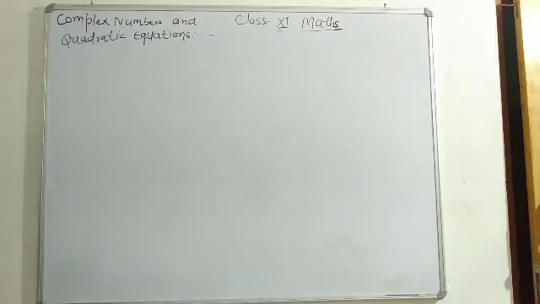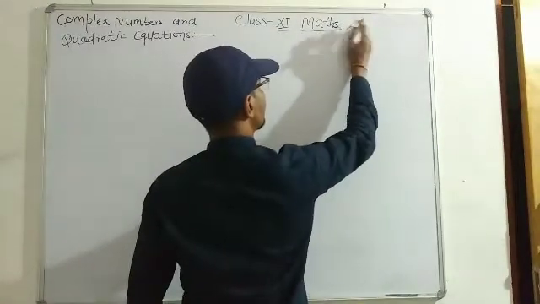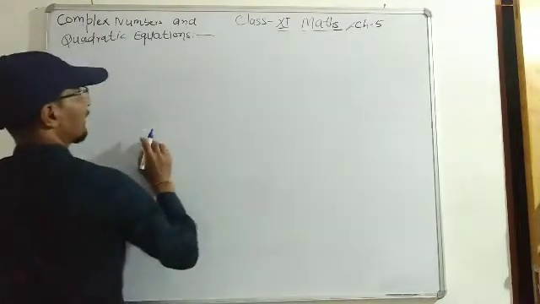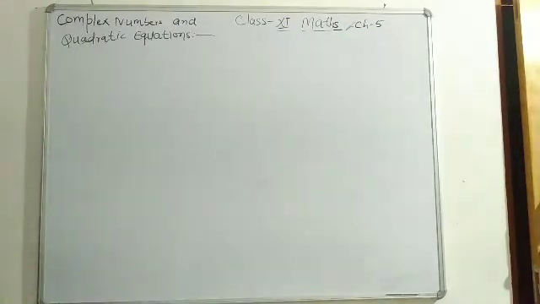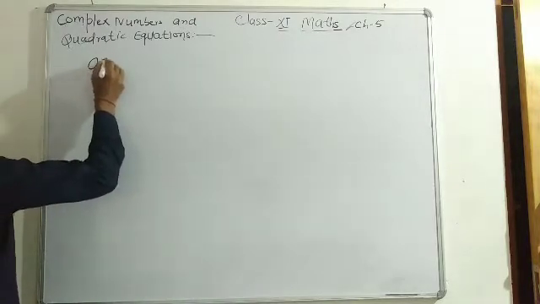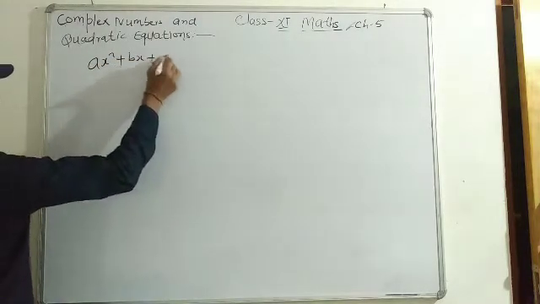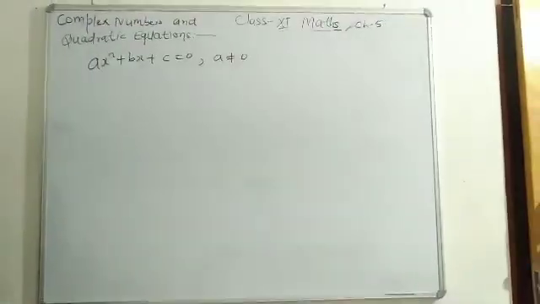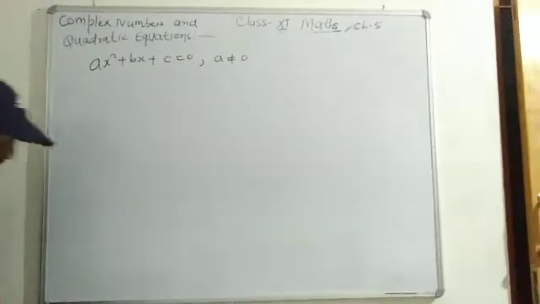Today we will study complex numbers and quadratic equations, chapter number 5. In the complex numbers chapter, first we look at the quadratic equation. We know that ax square plus bx plus c is equal to 0, where a is not equal to 0. This is the quadratic equation. With the help of quadratic equations, we will understand complex numbers.